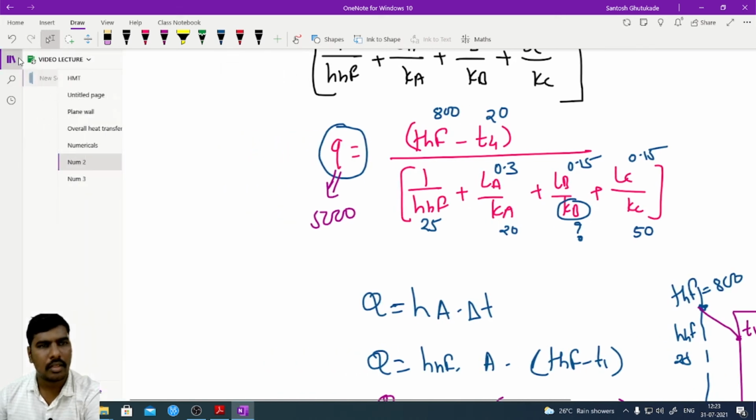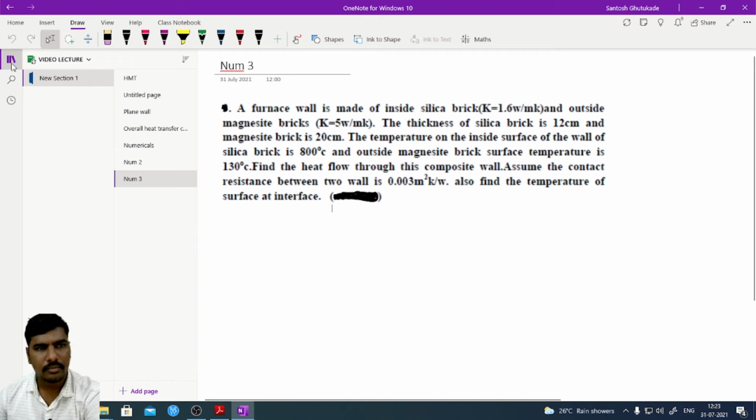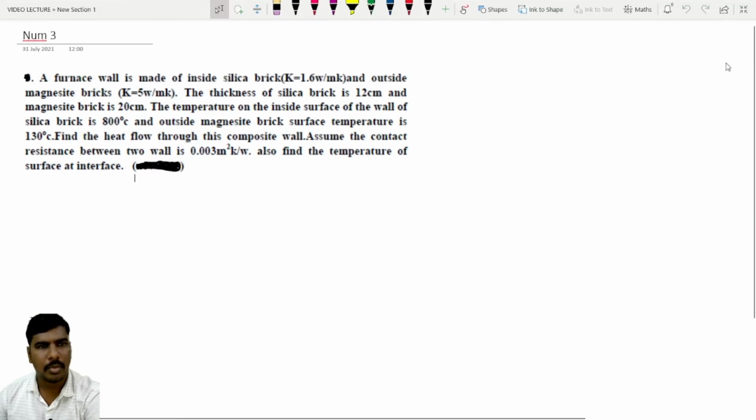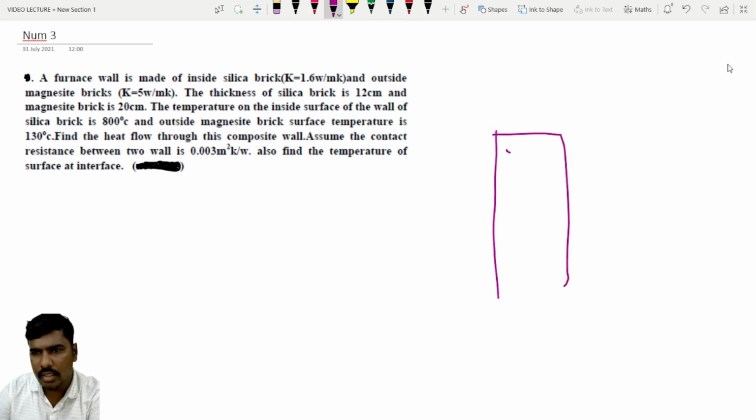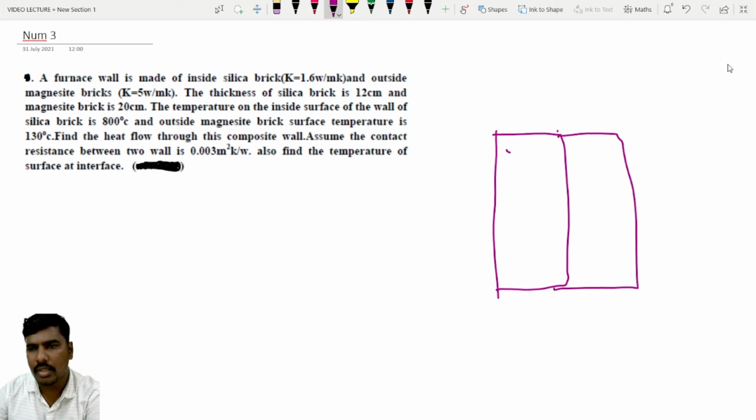Now we will take problem number 3. In problem number 3, what is given? A furnace wall is made of inside silica brick, K equal to 1.6 watt per meter degree Kelvin, and outside magnesite brick, K equal to 5 watt per meter degree Kelvin. The thickness of silica brick is 12 centimeter and magnesite brick is 20 centimeter. So here only two layers are given. The first layer is inside silica brick and outside is magnesite brick. These are the two layers.